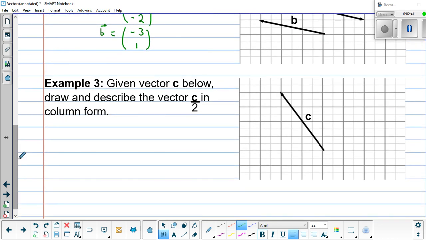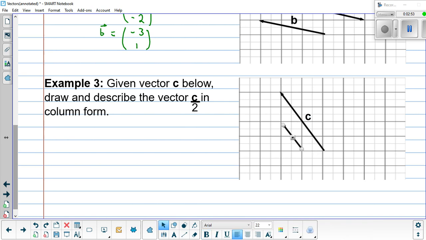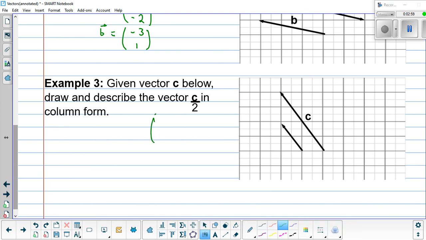So given the vector C below, let's draw and describe C over 2. Well, C over 2, with these ones, we're just going halfway, right? So we're just going that halfway. I actually did something sneaky and put mine right over top. So it doesn't really matter. But then we can just simply write it. Some are a lot easier than others just to grab out of there. So we have negative 1 and 2.